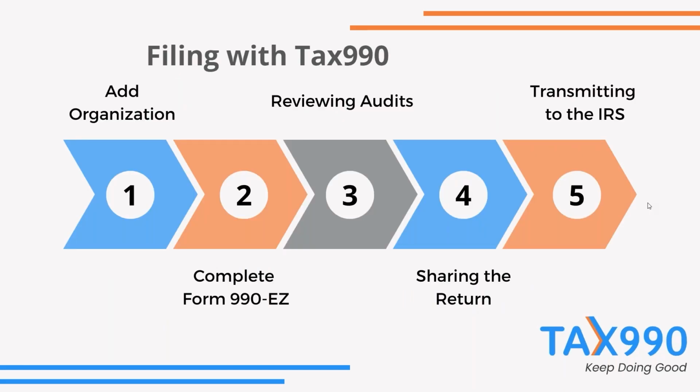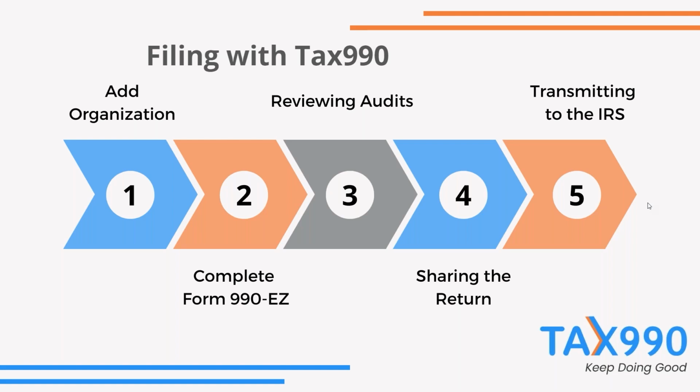Filing a return is a short 5-step process. You begin by adding your organization. You only have to add the organization once, and it will save the information in your account year after year. You'll choose the form you need to file and complete it using either our form or interview-based filing method.